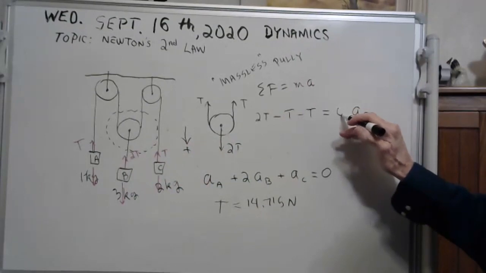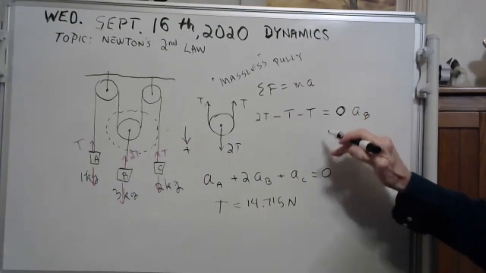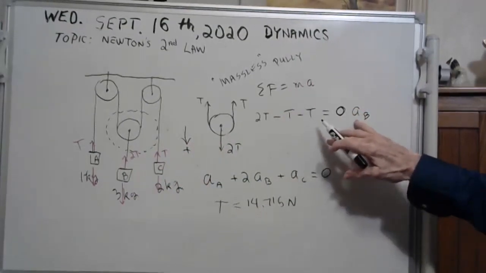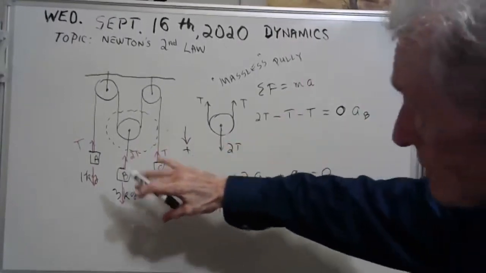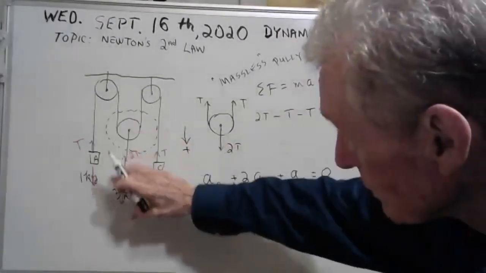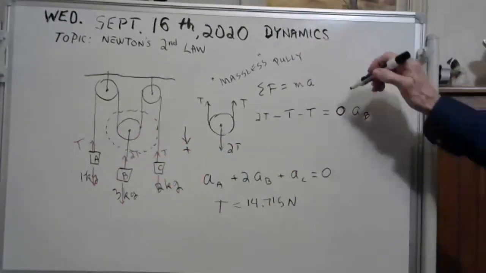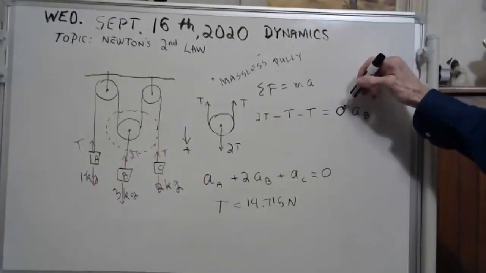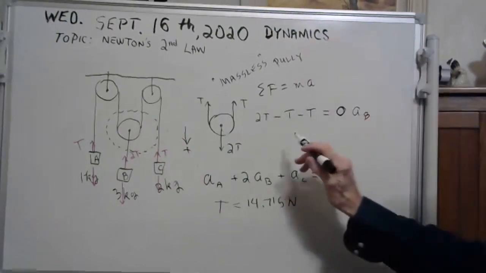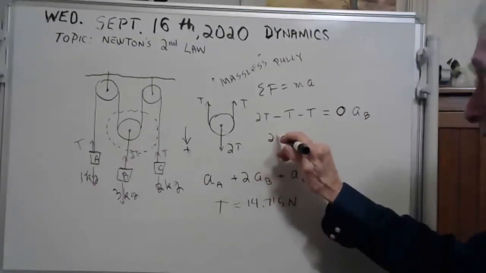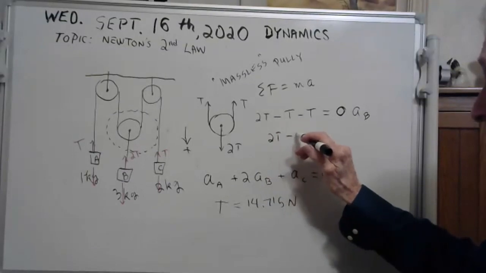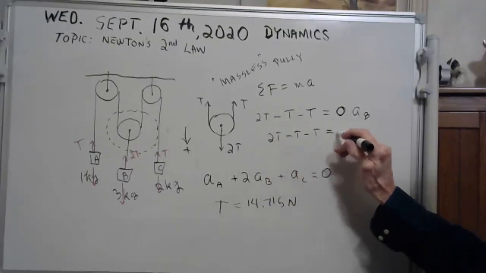But the mass is zero. It doesn't matter what the acceleration of B is. So B and this pulley are connected. Whatever B does, the pulley does. But if the mass is zero, then you have 2T minus T is zero.